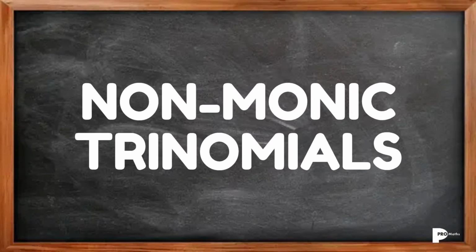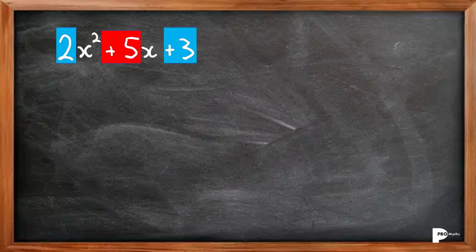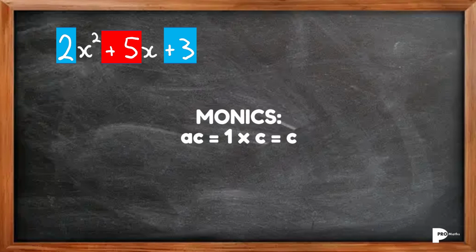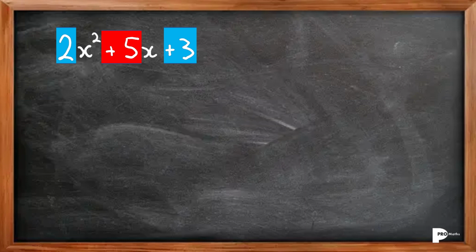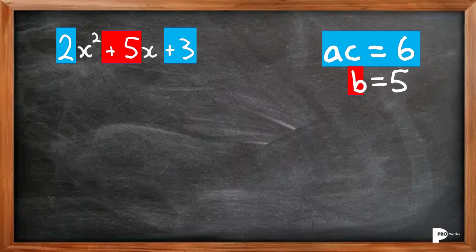The last skill we'll look at in this video are non-monic trinomials. This means that a does not equal 1. Let's start with 2x squared plus 5x plus 3. With non-monic trinomials, you need to find two numbers that multiply to ac and add to b. This is actually the same as monics, but since for a monic a was 1, then ac would just be 1 times c, which would just be c. So our ac here is 2 times 3, which is 6, and b is 5. So the two numbers that multiply to 6 and add to 5 are 2 and 3.